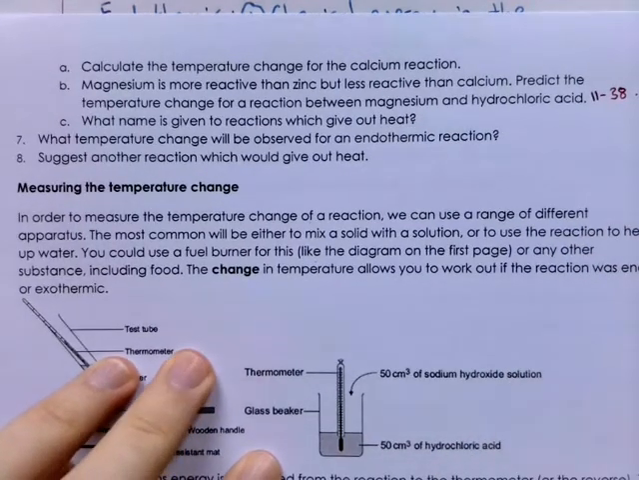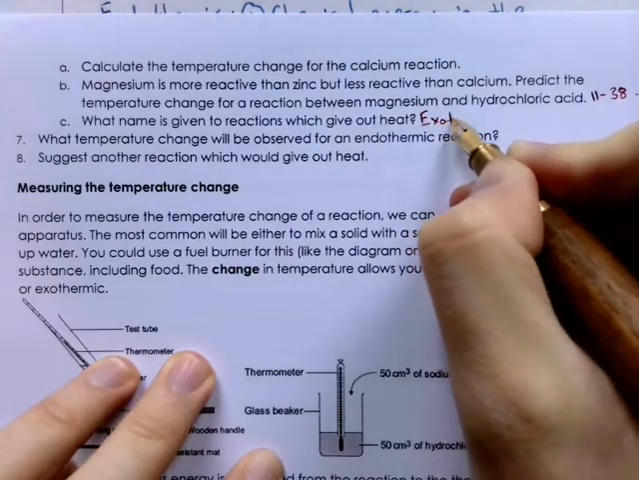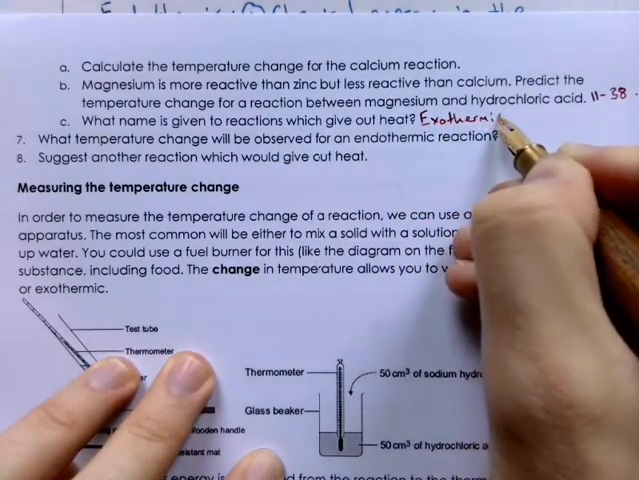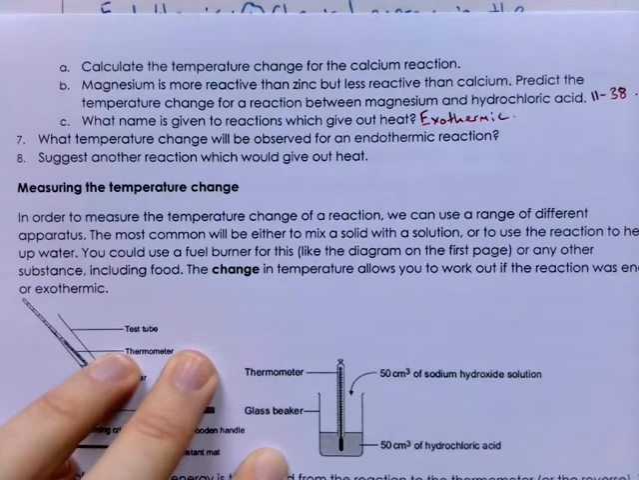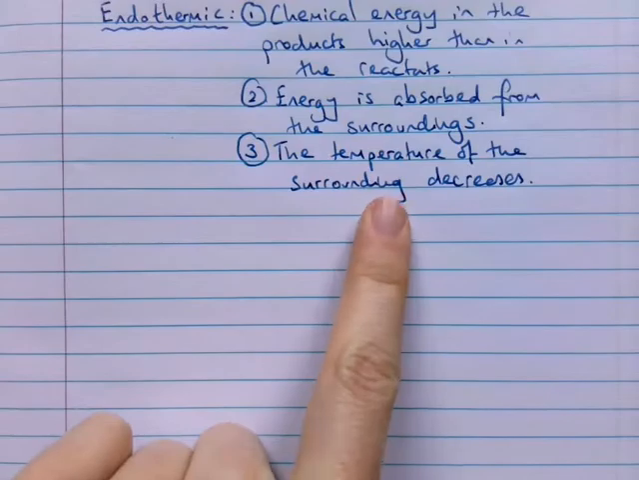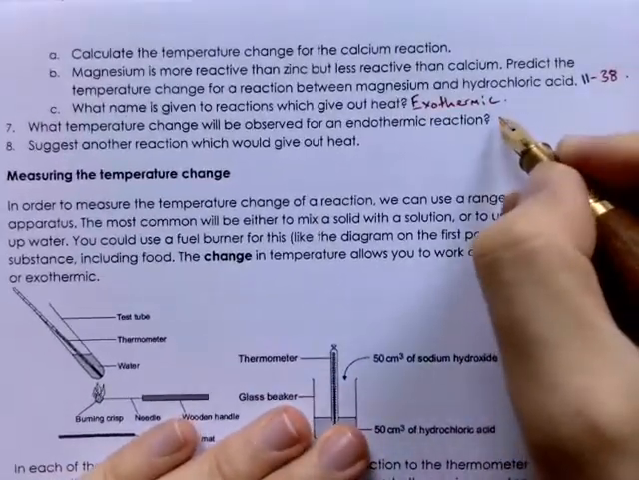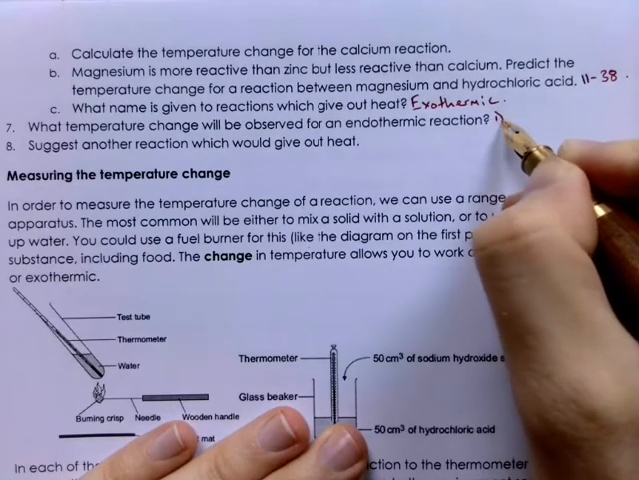What name is given to reactions which give out heat? Those are exothermic reactions. What temperature change will be observed for an endothermic reaction? Well, remember from last week, the temperature of the surroundings decreases in an endothermic reaction. So you would see a temperature decrease.